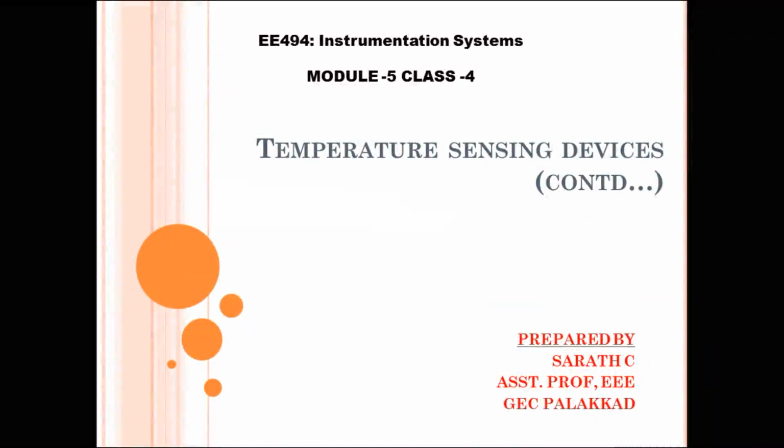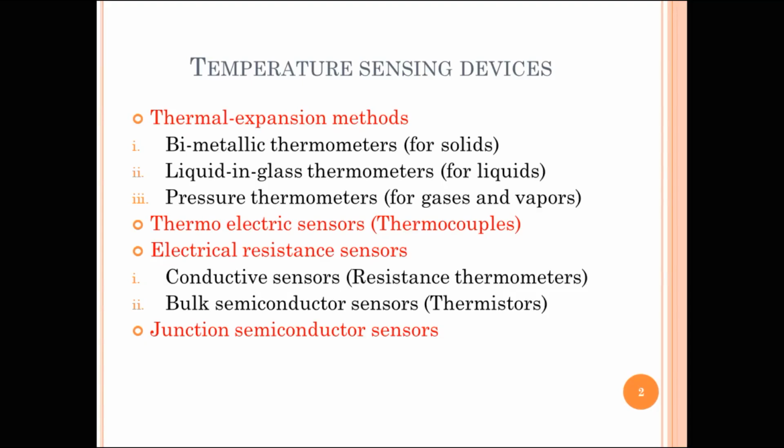Now let's see the remaining portions of the topic temperature sensing devices. As we've seen in previous classes, temperature sensing devices are classified into 6. The first 4 terms, that is thermometers using thermal expansion methods, thermoelectric sensors, electrical resistance sensors, and junction semiconductor sensors, are already discussed in the second and third classes.